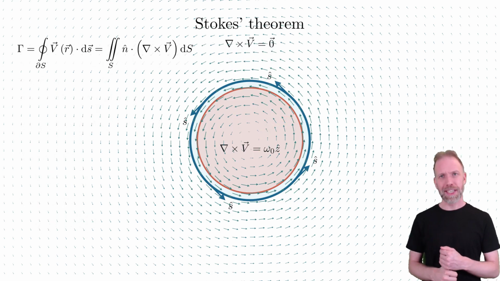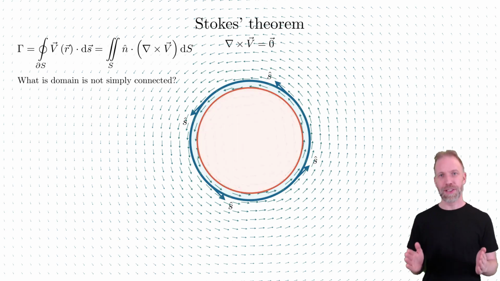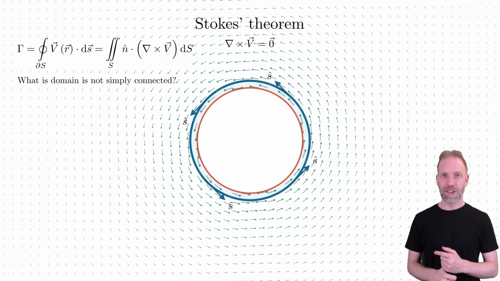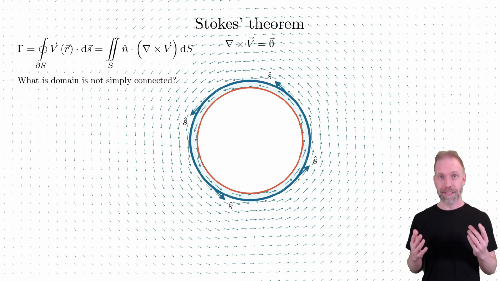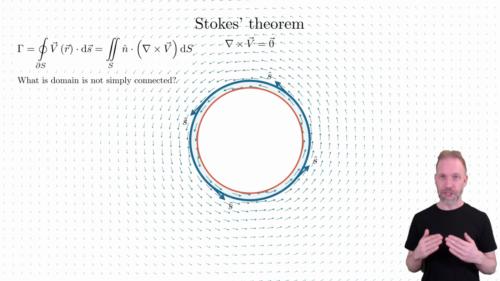I want to make a quick comment about simply connected regions. Let's say we delete the curl region from the domain. Is Stokes' theorem still valid? The integral over the boundary is still the same, but we no longer have any curl on the surface. Hence, this is not valid. And the conclusion is that we need simply connected surfaces for Stokes' theorem to be valid.